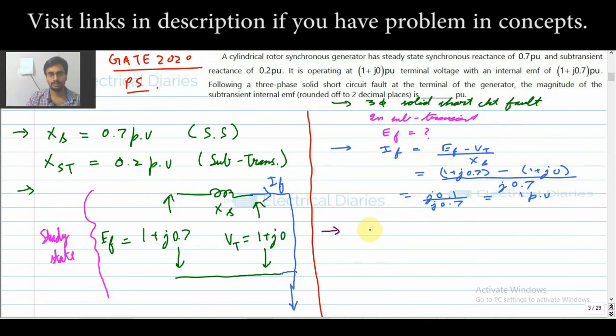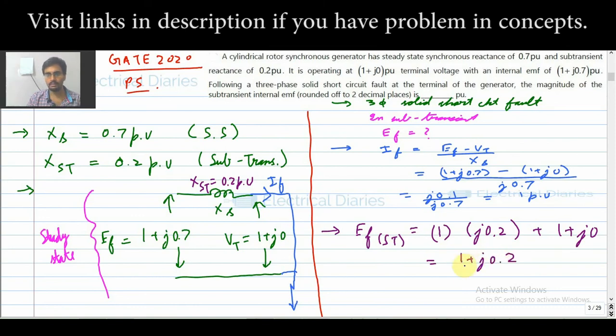Okay, so now let us solve the question. Now the X you will use is your subtransient, that is your 0.2 per unit. You have to calculate EF in the subtransient region, the subtransient internal EMF. So it will be IF, which is 1 per unit as you have calculated, into J 0.2 per unit, plus your VT, that is 1 plus J0, so it will come out to be 1 plus J 0.2.